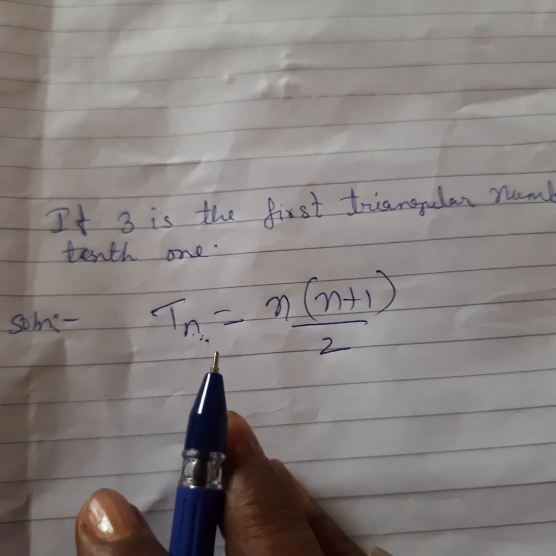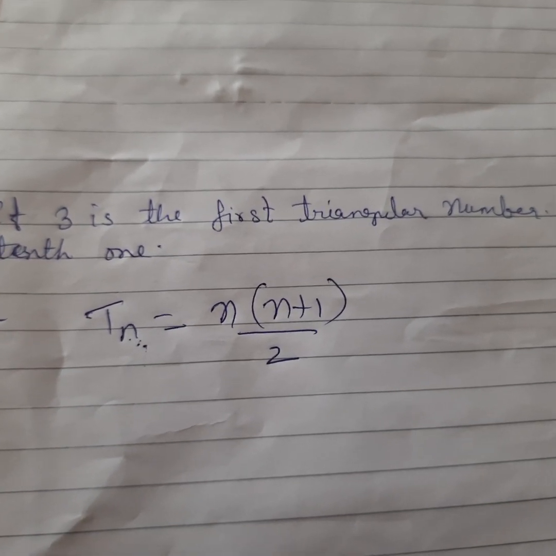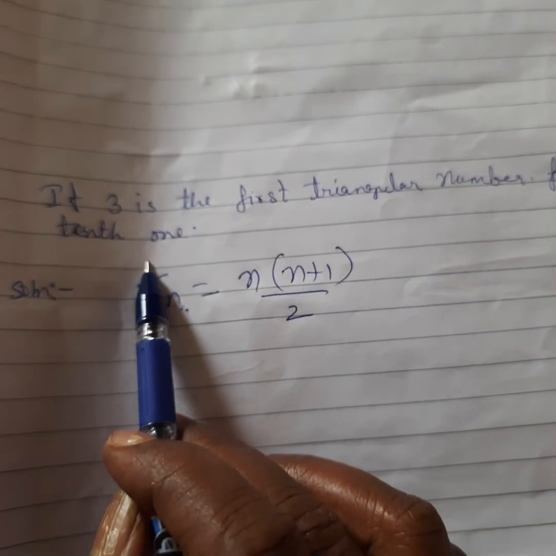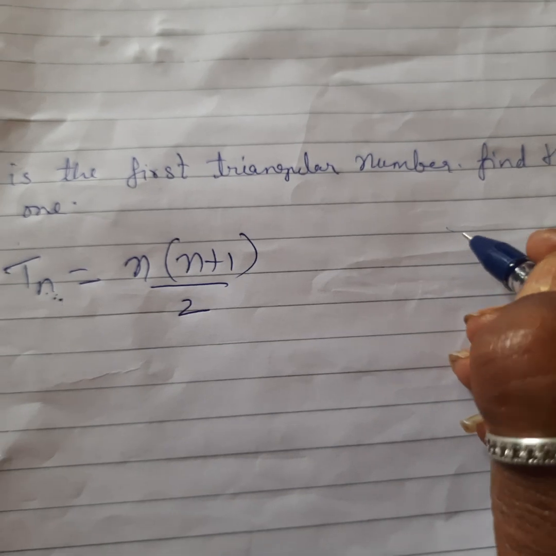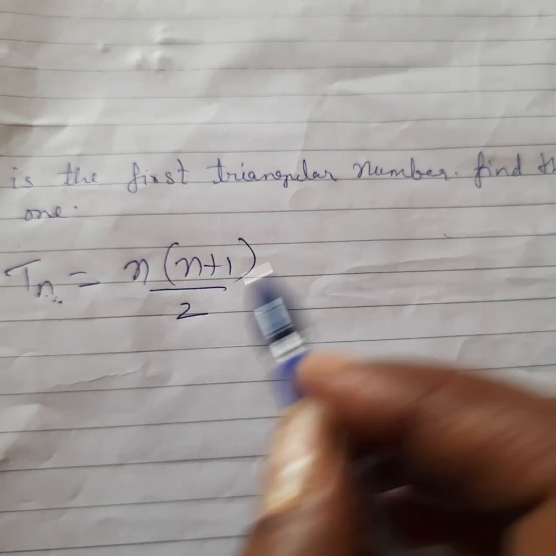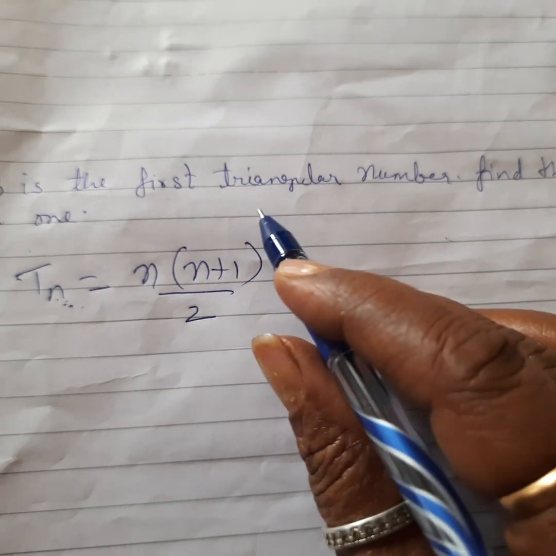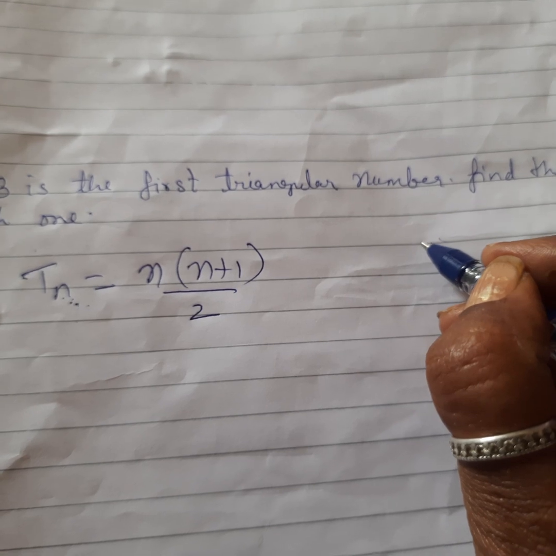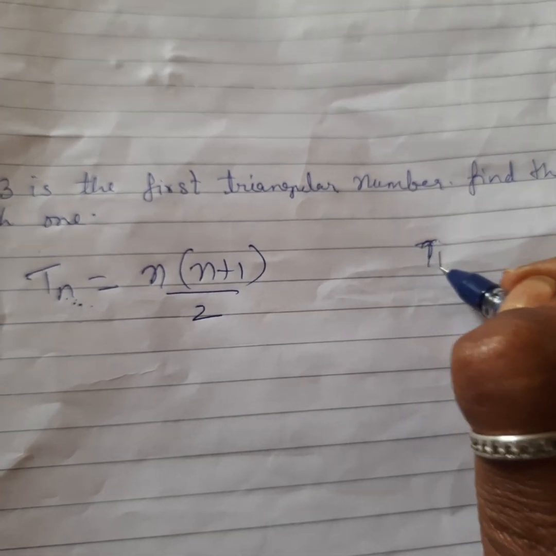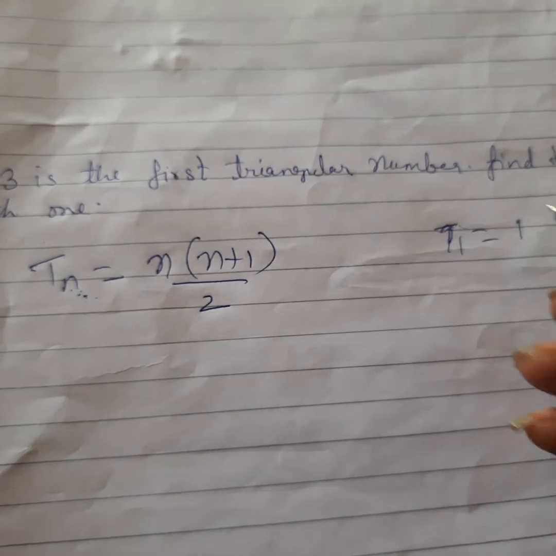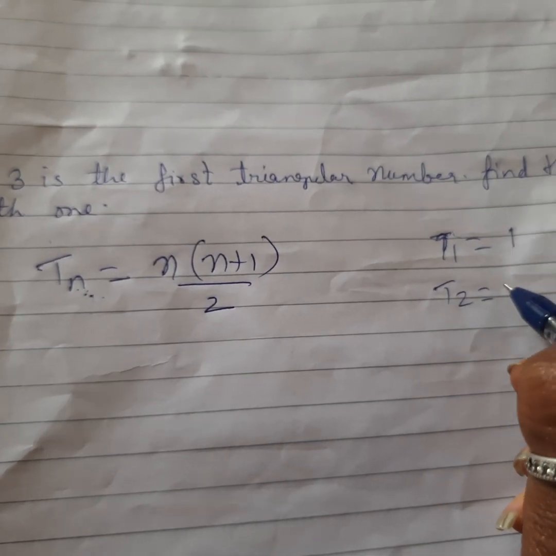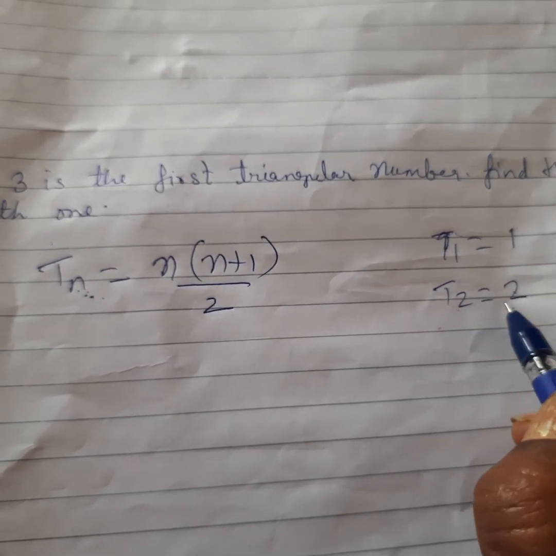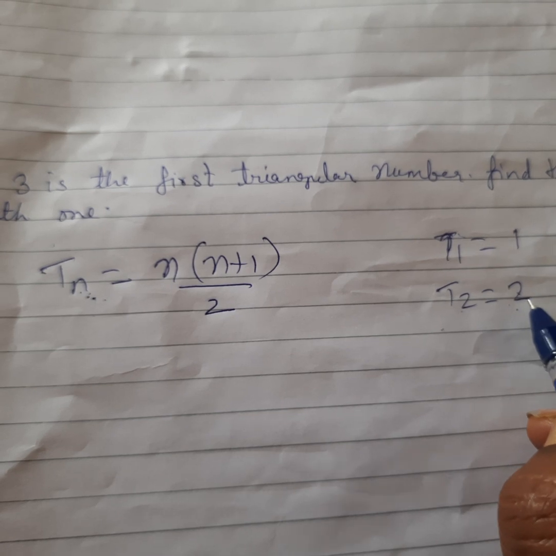So let us find out what is the 10th triangular number in this case. If 3 is the first triangular number, find the 10th one. So here in the rough you can do this. See, Tn means the sequence. So 3 is the first triangular number they are telling. So how do we find out? That means n, or you can write down T1. T1 is equal to, first one is 1. T2 is equal to 2. You have added 2 dots. That's sequence 2. So when do we get the first triangular number? When n is equal to 2.